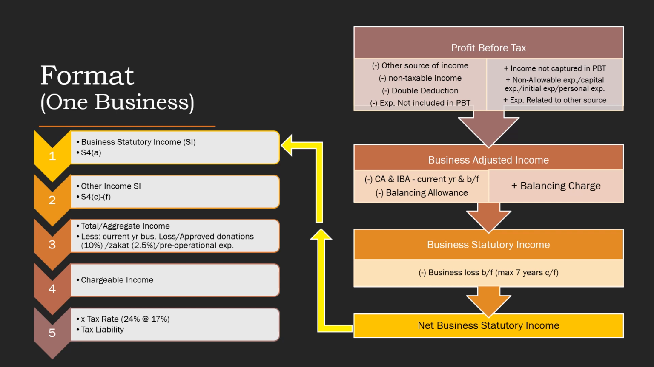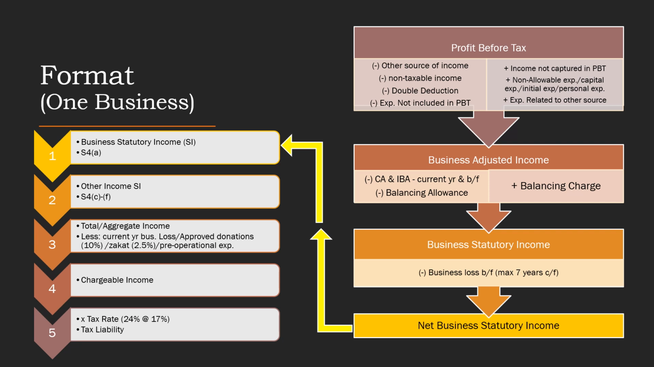After we get the aggregate income, we will deduct current year business loss. Okay, let's say here actually profit before tax is okay, but when we calculate the adjusted income, we get loss. So the loss will make the adjusted income 0. So the loss will be deducted here, the current year loss. We need to deduct the current year loss first, and then only we can deduct the approved donations, if any.